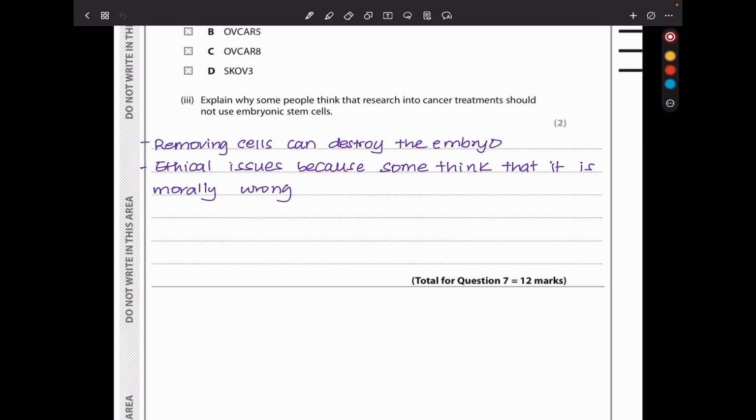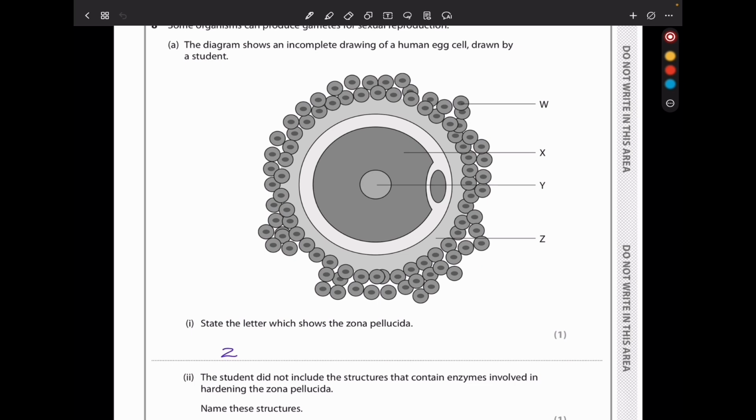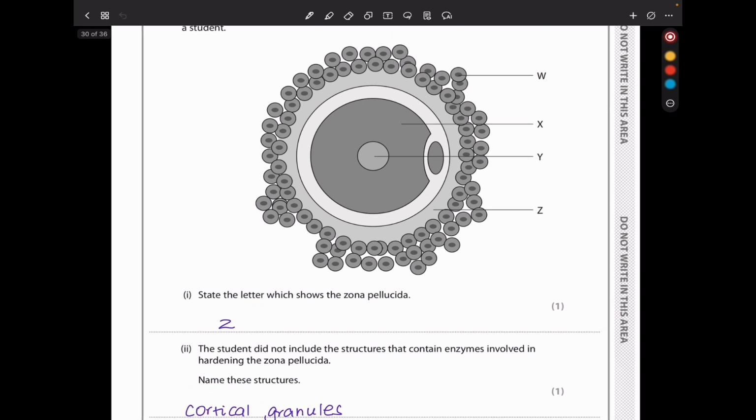Let's continue to question 8. In question 8, some organisms can produce gametes for sexual reproduction. The diagram shows an incomplete drawing of a human egg cell drawn by a student. So this is the egg cell, and they say state the letter which shows the zona pellucida.